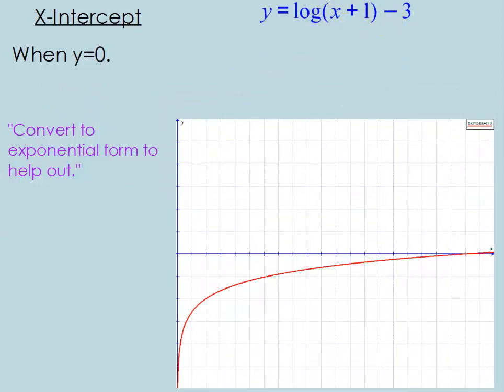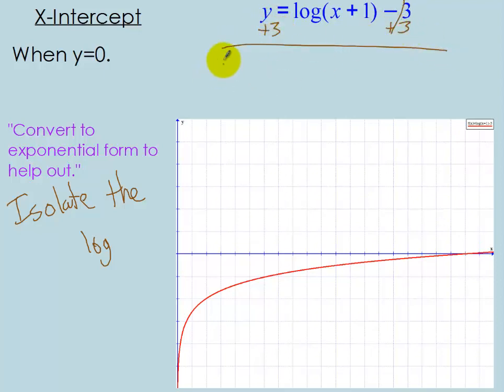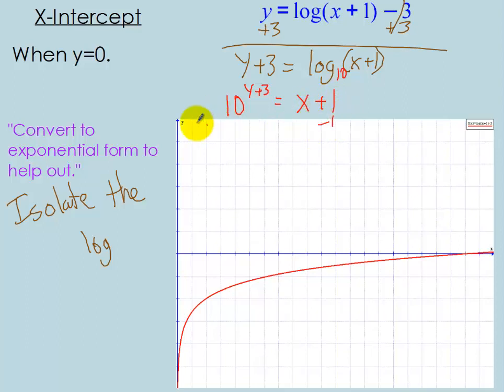Going back to that other equation we worked on, again, I want to convert this to exponential form. So the first thing, you got to isolate the log. You can't just convert to exponential form right now because I have that -3. So the first thing I'm going to do is add 3 to both sides. And those will cancel, so you get y plus 3 equals log of x plus 1. Now I can convert to exponential form. So converting to exponential form, that's log base 10, you get 10 to the y plus 3 power equals x plus 1. But I want to isolate the x, so I'm going to subtract 1 from both sides.